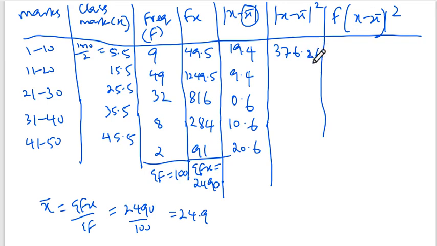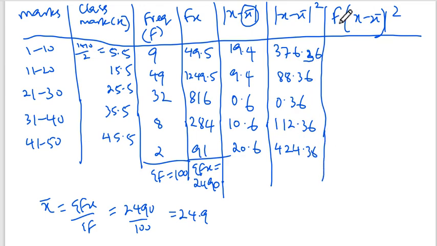Now when we square this, we have 19.4 squared is 376.36. Sorry, 9.4 squared is 88.36. 0.6 squared is 0.36. 10.6 squared is 112.36. 20.6 squared is 424.36. Now f multiplied by whatever we have here, that's the frequency.